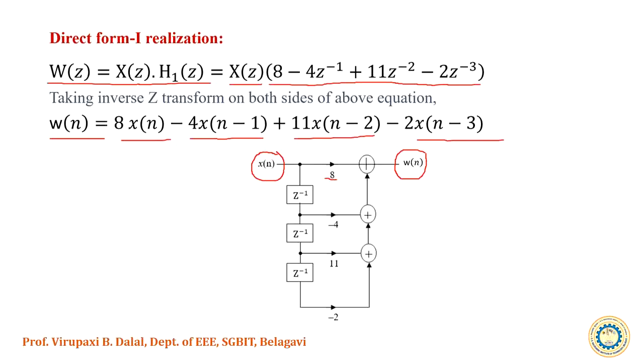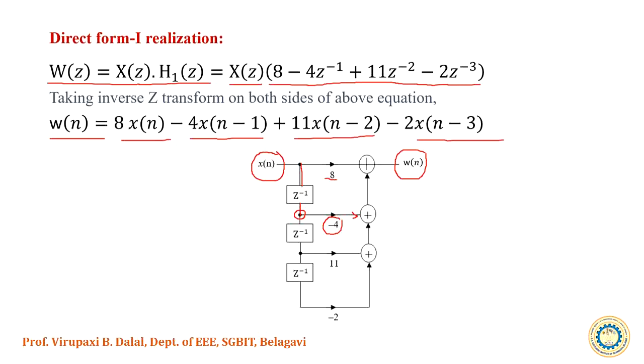Next, minus 4x(n minus 1). Here, the input signal should be delayed by 1. So we are supposed to use a delay element. The delay element is represented by z inverse. So x(n) is the input, which is passing through the delay element. The output of this is x(n minus 1), which should be multiplied by minus 4, so that we will get minus 4x(n minus 1), which should be connected to the summer.